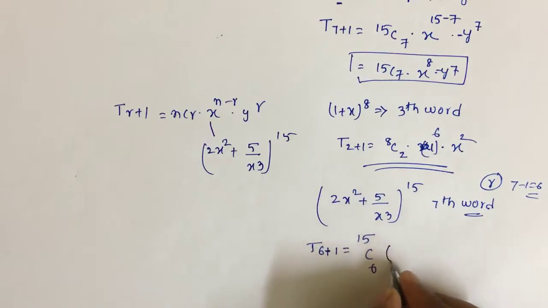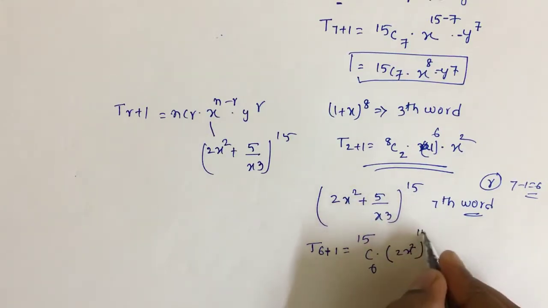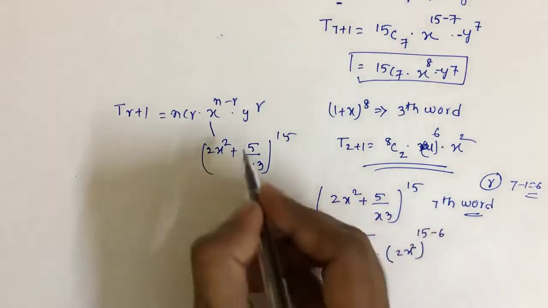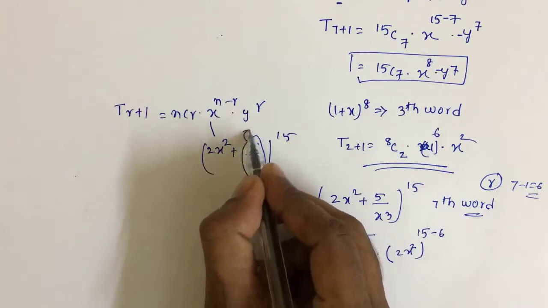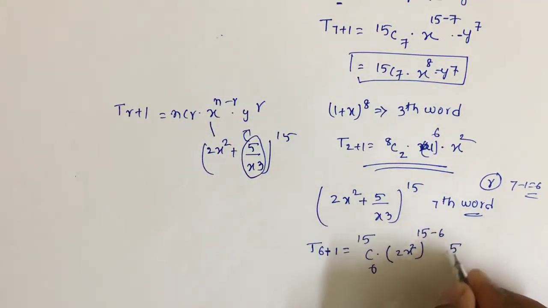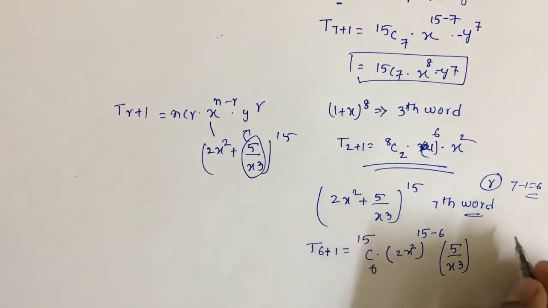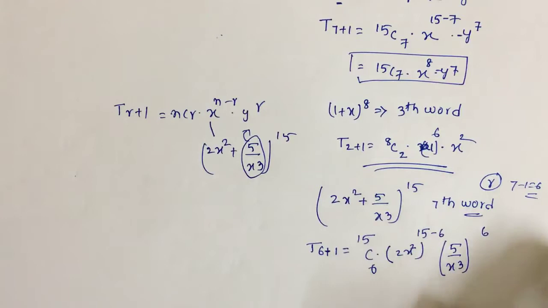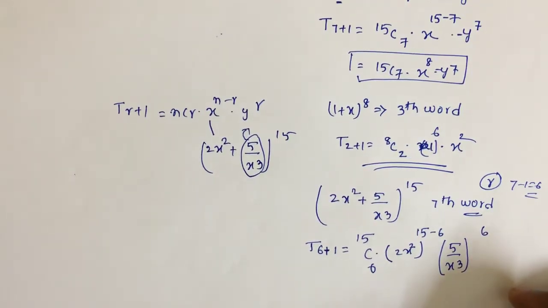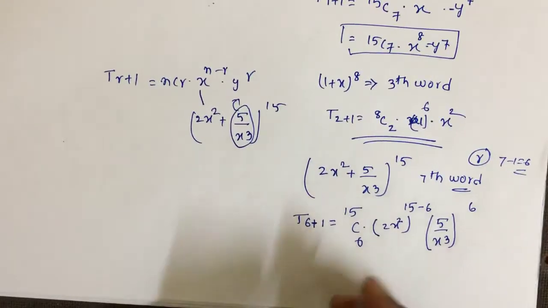Next, here 2x square, 15 minus 6, and this will be for the y term. Now 5 by x cube is equal to... what is the r value here? 6. And we have to solve this one. How will we solve this?